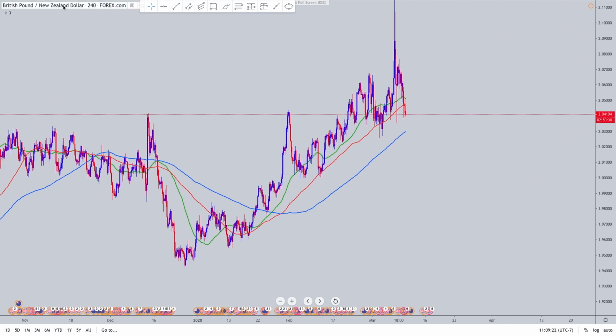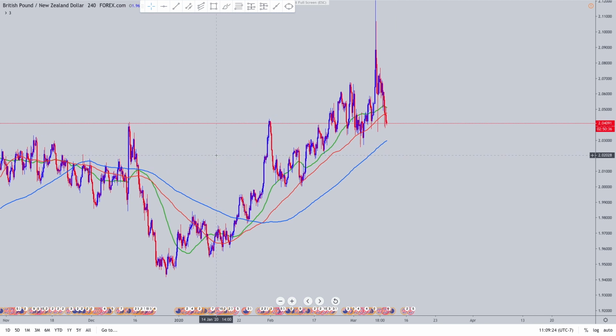So, like I said here on GN, the pound New Zealand dollar, here we've had a nice uptrend for the last few months, right?